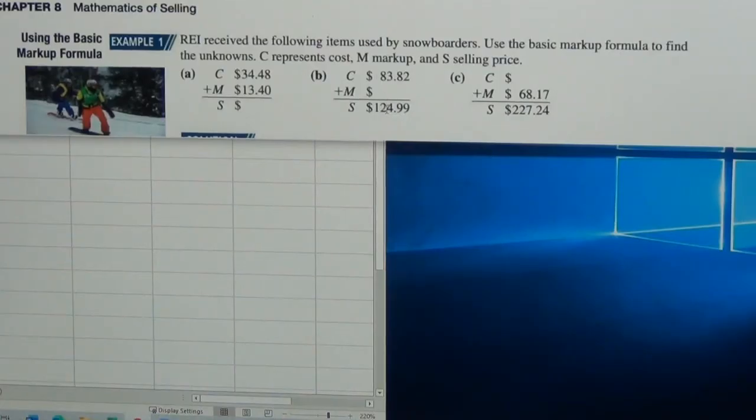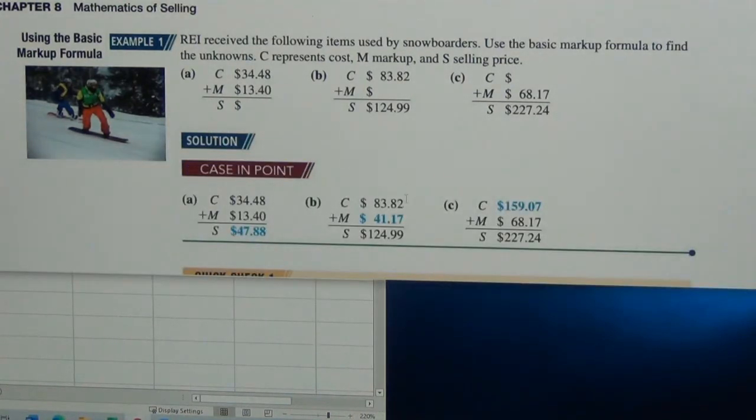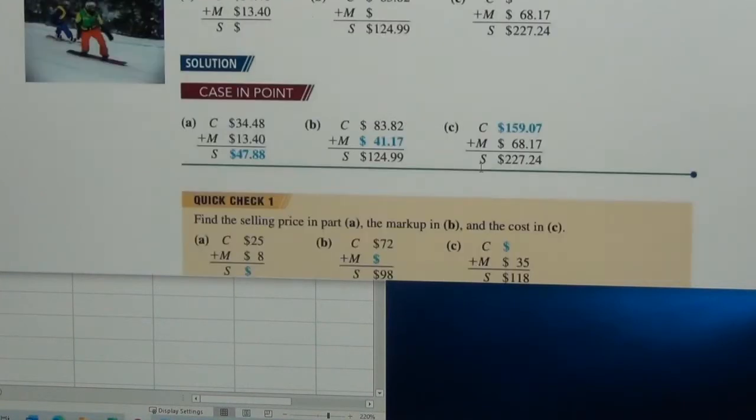We've got the example here. Let's just focus on B. C plus M equals S. Solve for the unknown. That should be pretty simple. Go ahead and plug in. Okay, so the solution to B, you're simply taking the difference between the cost and the sales amount because you know you need to add the markup. That difference is going to be $41.17.